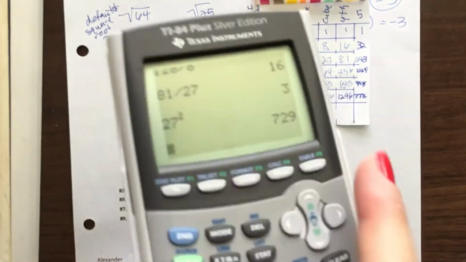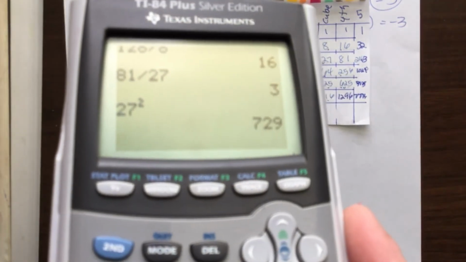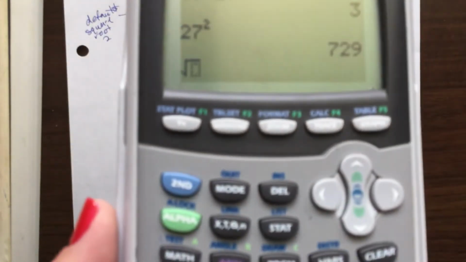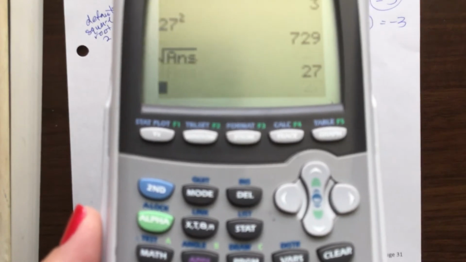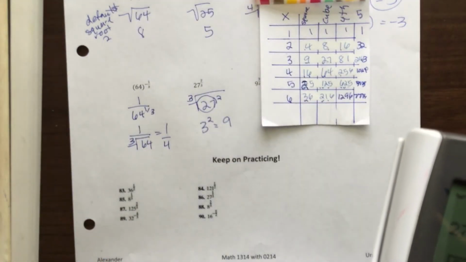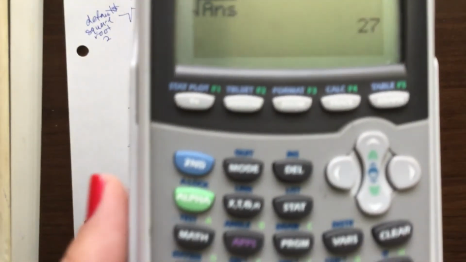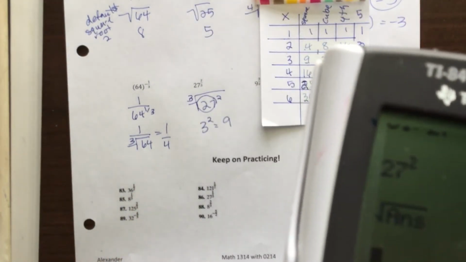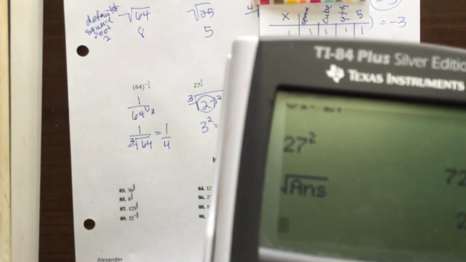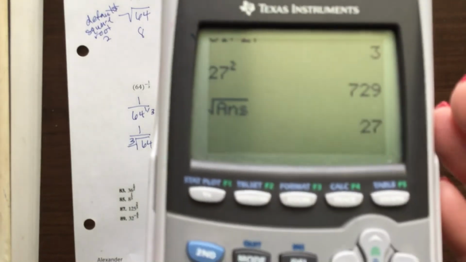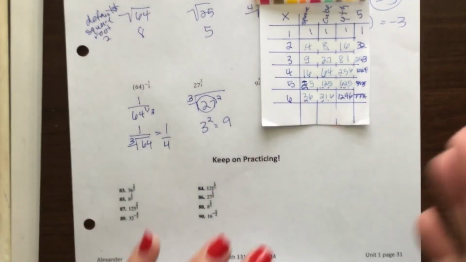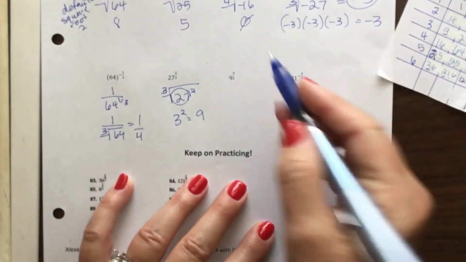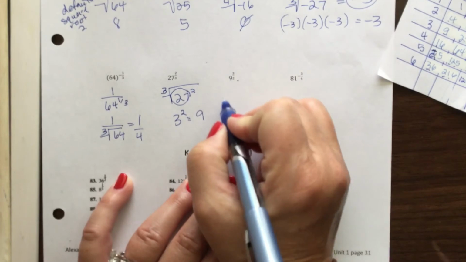Or I could have had my 729 and then take the square root of 729. Oh, it's the third root, my bad. Sorry about that. So the third root, I forgot where the third root is. Sorry, I don't want you to have to watch me mess with the calculator, but either way it would be 9. Sorry.